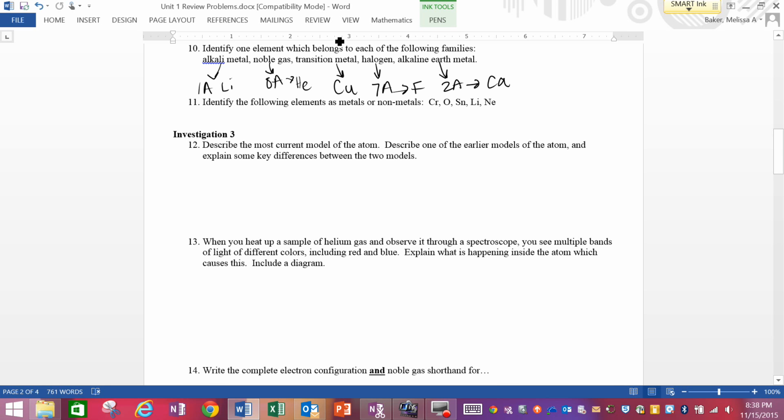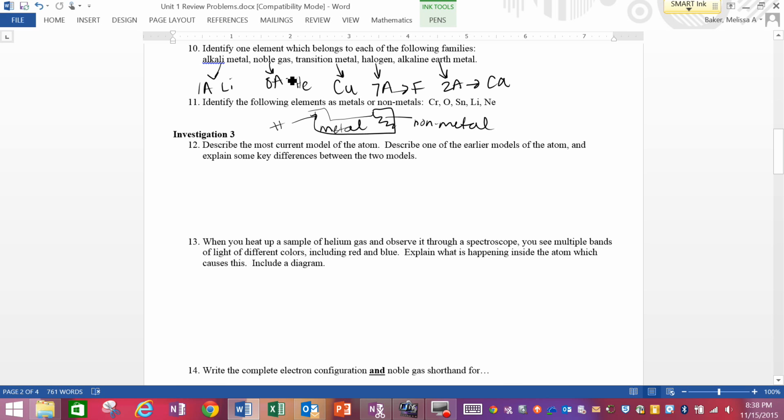Number 11, identify the following as a metal or a non-metal. So how are you supposed to figure that out? Well, you look at the periodic table, and everything to the left of that zigzag is a metal, with the exception of hydrogen, because hydrogen is just a misfit. Everything to the right of the zigzag is a non-metal.